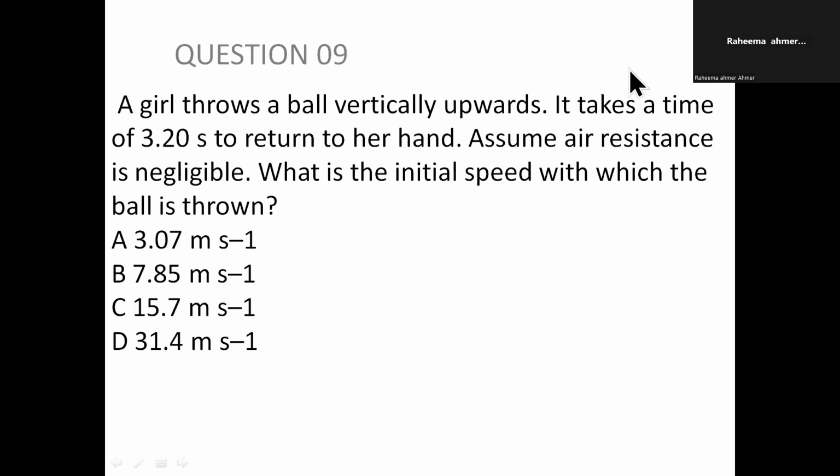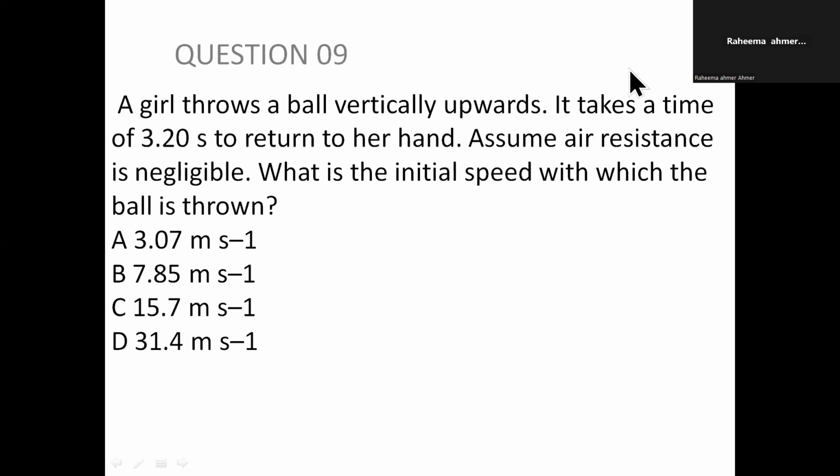Feb March 18 paper 1-2 AS physics paper, question number 9. So let's begin. A girl throws a ball vertically upwards. It takes a time of 3.2 seconds to return to her hand. Assume air resistance is negligible. What is the initial speed with which the ball is thrown?